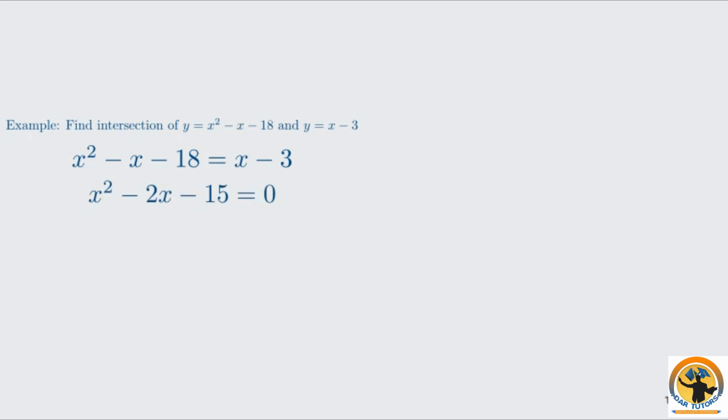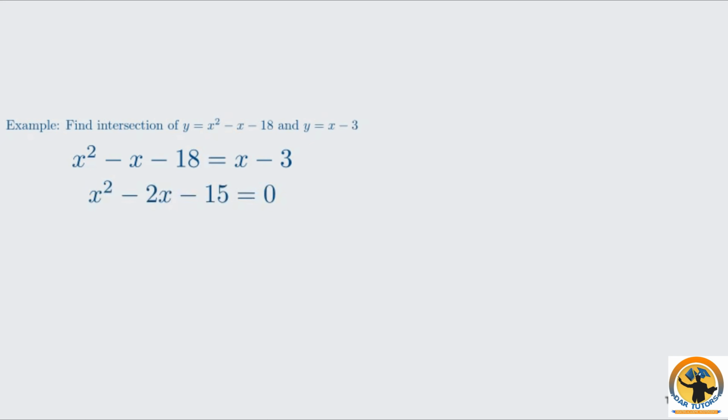For example, let's find the intersection points of y equals x squared minus x minus 18 and y equals x minus 3. First, we set the expressions for y equal to each other. This gives us the equation x squared minus x minus 18 equals x minus 3. Next, we rearrange this equation into the standard quadratic form, which is x squared plus bx plus c equals 0. Subtracting x and adding 3 to both sides gives us x squared minus 2x minus 15 equals 0.